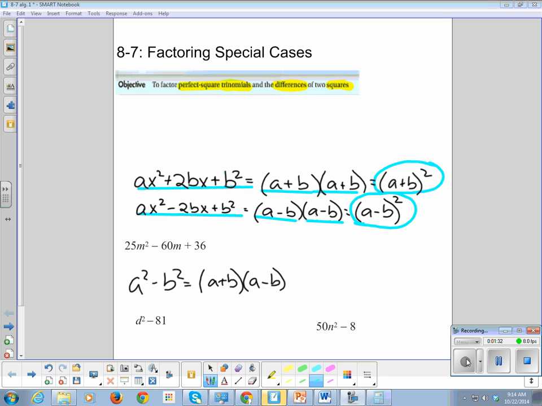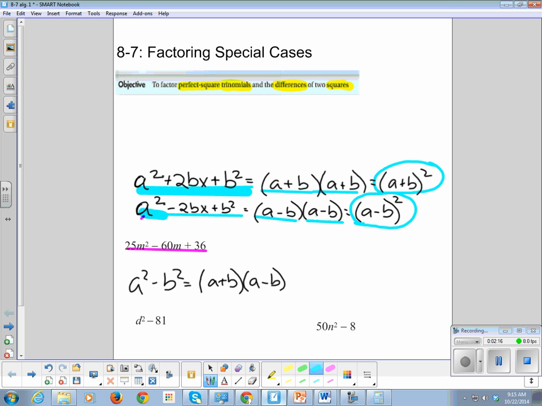I'm going to show you an example of how that works. Alright, so when you have 25m squared minus 60m plus 36, we have to see how it fits into, it's actually going to fit into this scenario up here. What value is my a? Alright, so make sure you rewrite these little problems that I gave you without the x. It's just a squared right here. Yikes, that was almost close.